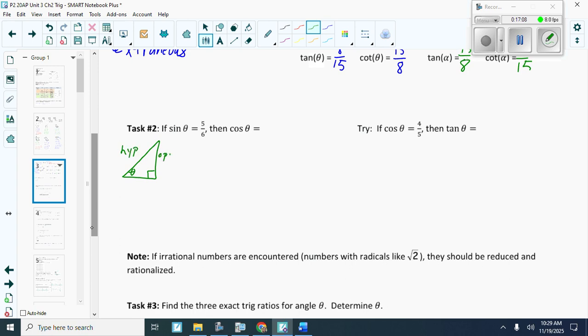So when I label my triangle, I know that my opposite is 5 and my hypotenuse is 6. If it wants cos of theta, I'm going to have to use Pythagorean theorem in order to solve for my missing side. Well, that's one strategy. You can use Pythagorean theorem, or, I don't want you solving for the angle and then using that again to solve for the side.